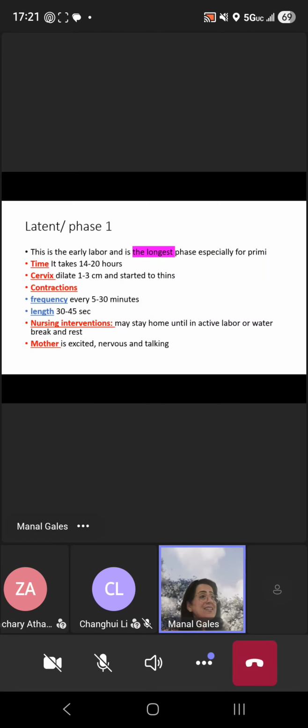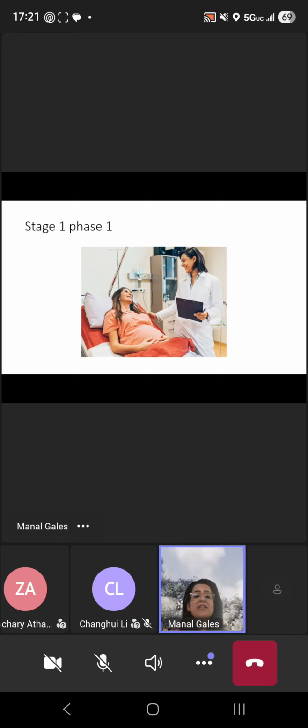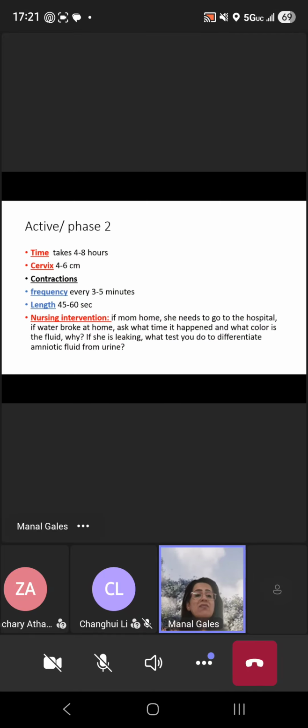Okay? She's excited, she's nervous, but she's not in severe pain yet. This is phase 1. Look at her face. Comfortable. Then phase 2 is 4 to 6 centimeters, and the contractions will be more often, every 3 to 5 minutes, and longer. It could be up to 1 minute. And now she needs to come to be in the hospital.